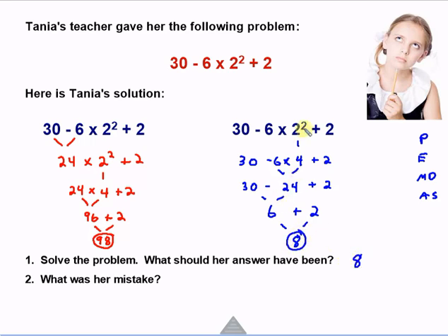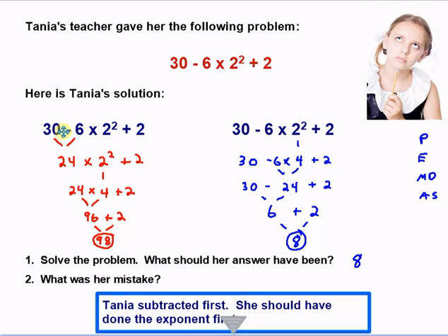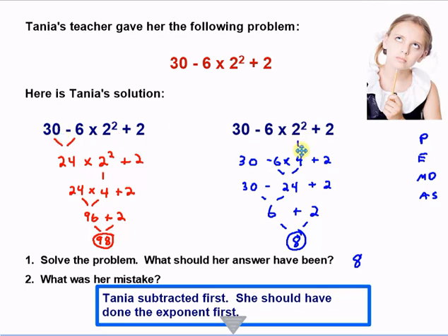What was her mistake? Well, let's take a look. When we did it, we started with the exponents because that's what PEMDAS told us. But Tania started with subtraction, probably because that was the first one she saw. What was Tania's mistake? Tania subtracted first when she should have done the exponent first.